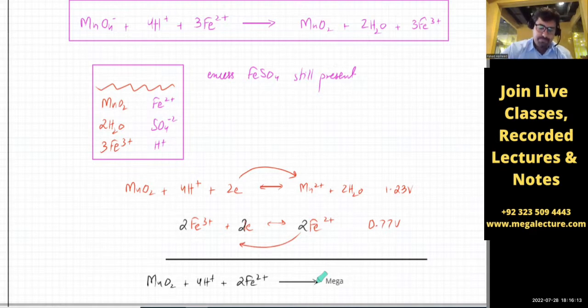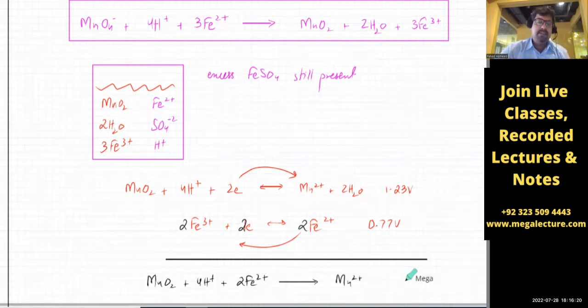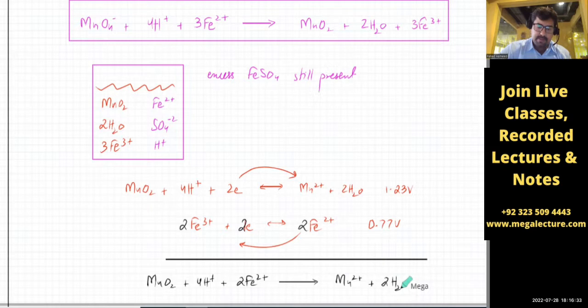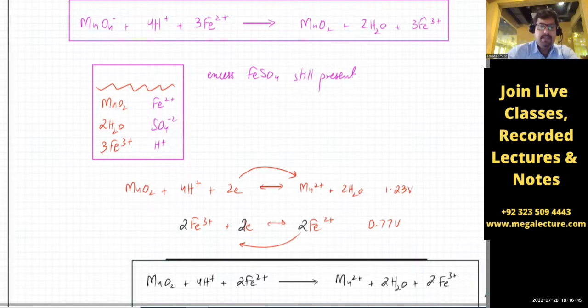So as a product, you got Mn2 plus. But be very careful with this. The potential does not change. आगे जाके पढ़ेंगे, you can change the potential, but the standard potential is fixed. You got Mn2 plus, 2H2O, and what is your other product? That's 2Fe3 plus. So बन गई equation. You found your reaction. This is the second reaction. So basically, your entire reaction.